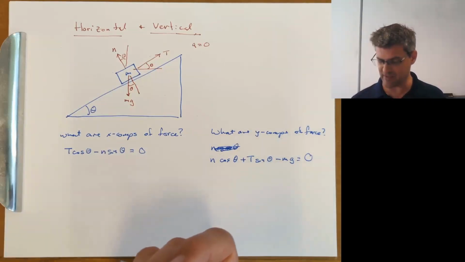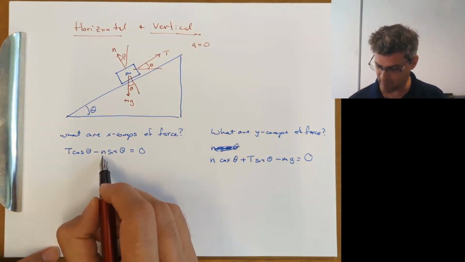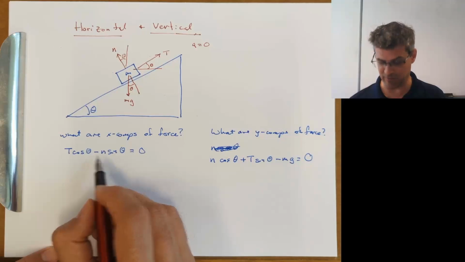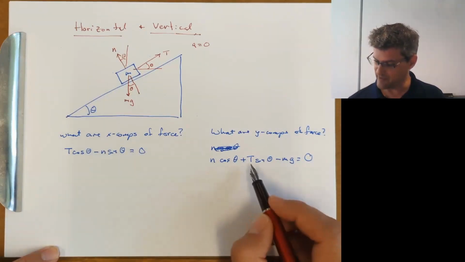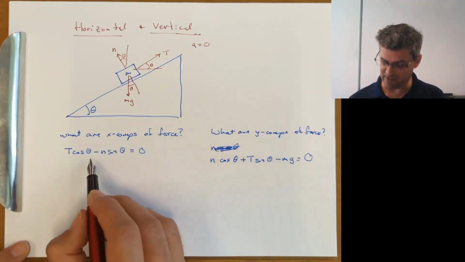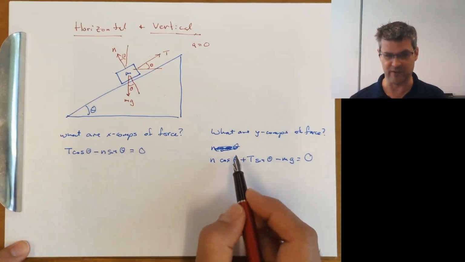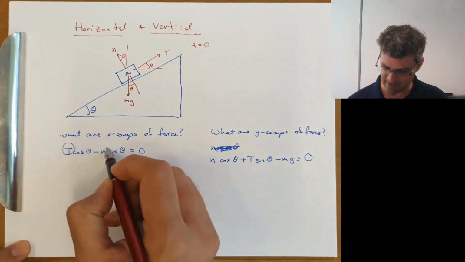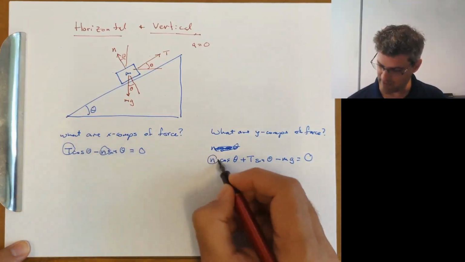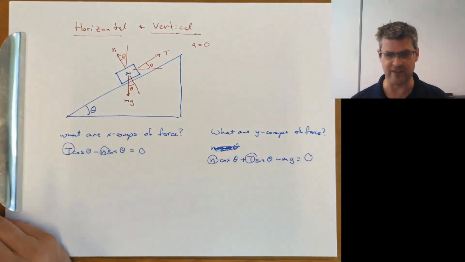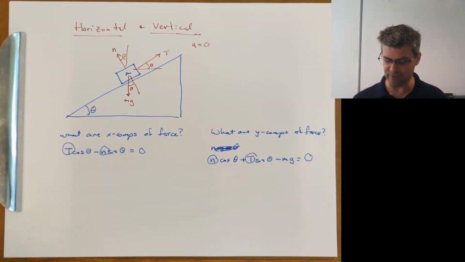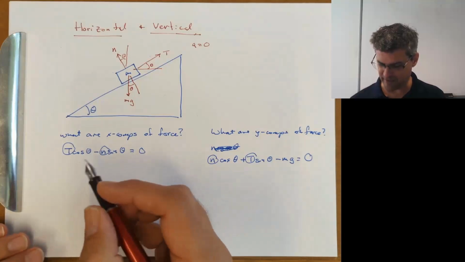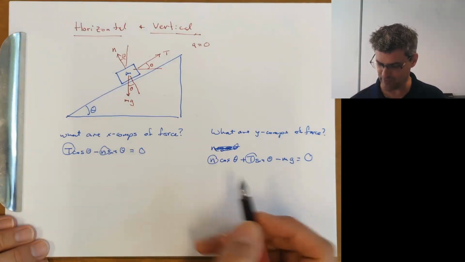Now there's two things that we don't know. I don't know the normal force. If I did know the normal force, I could find the tension. What I have is two equations with two unknowns. I don't know tension, I don't know normal force, but I know everything else. So let's say I wanted to try to find out what the tension and normal force were.